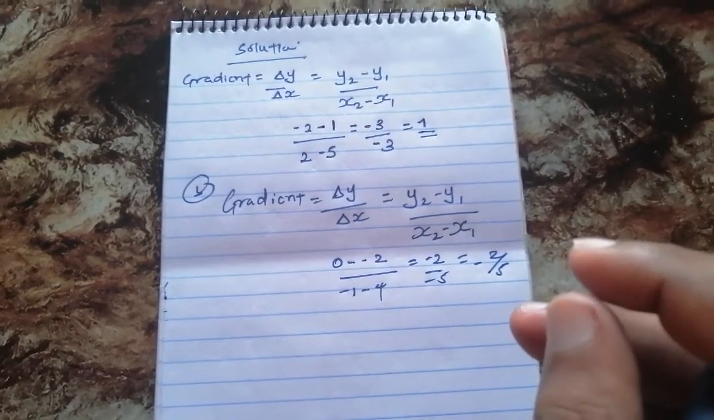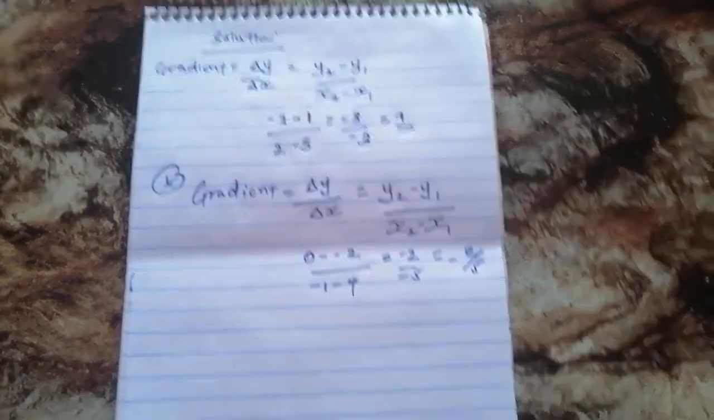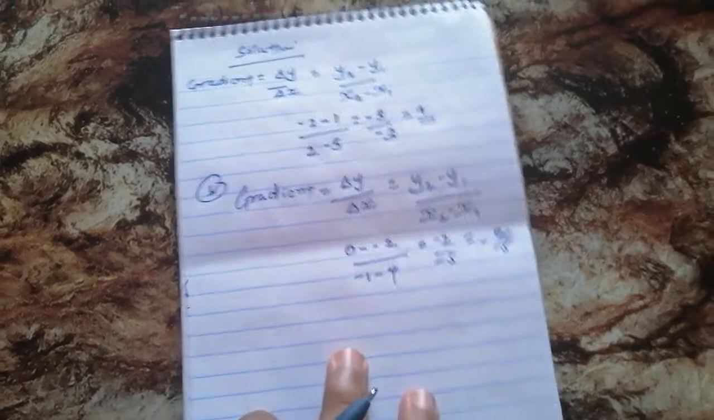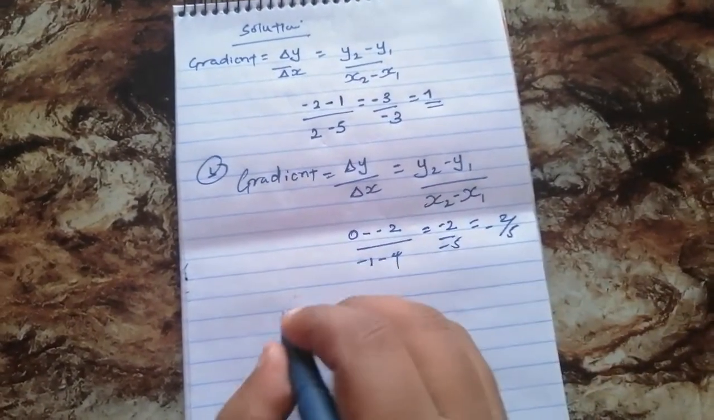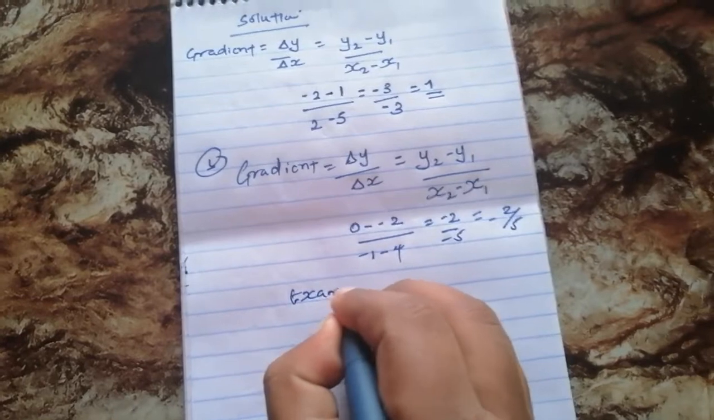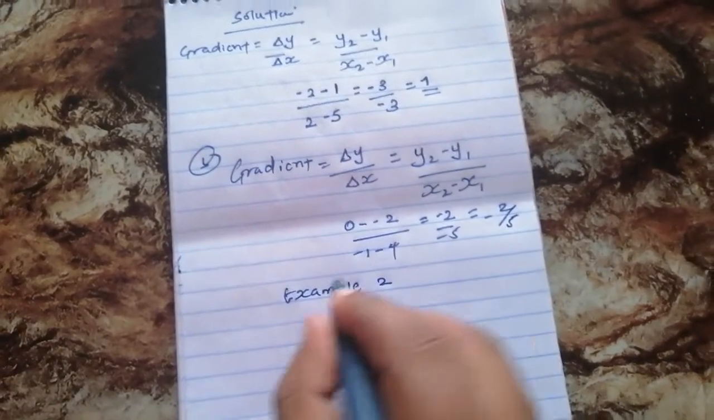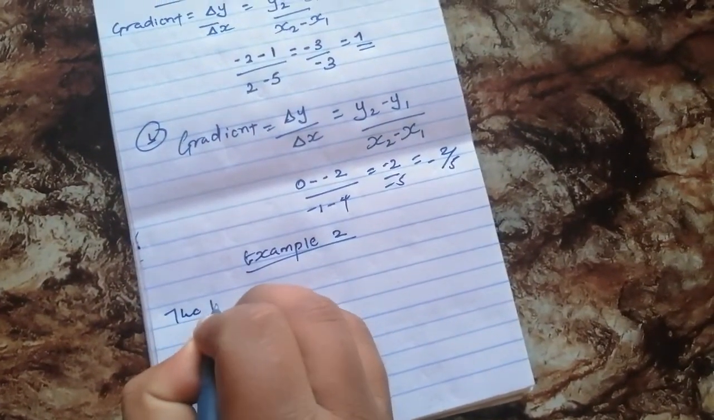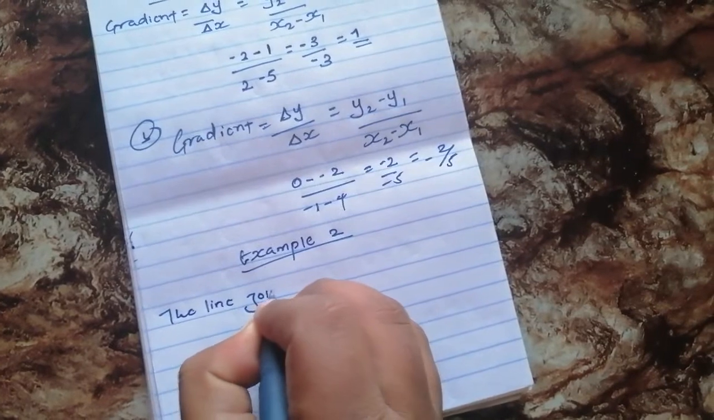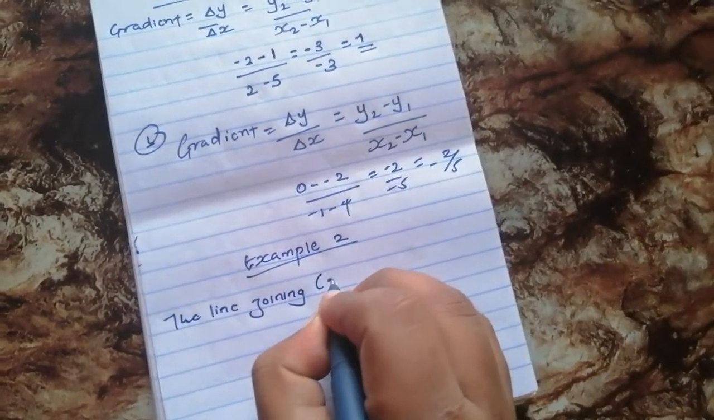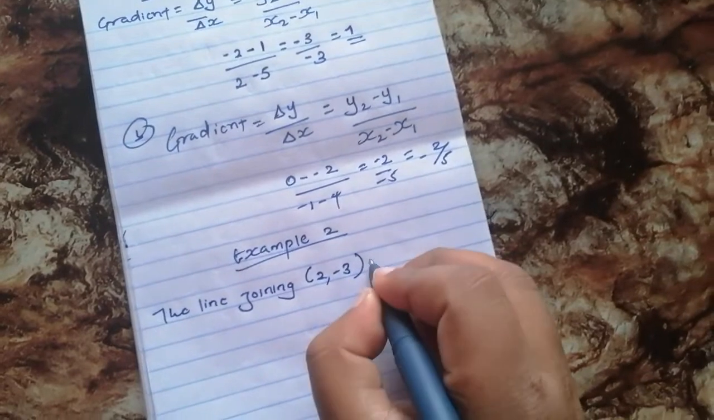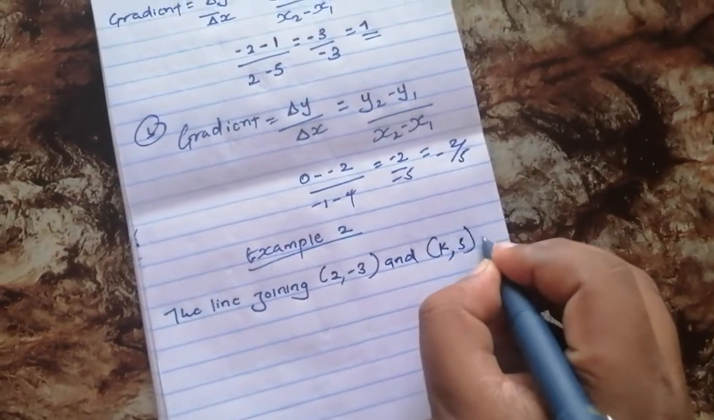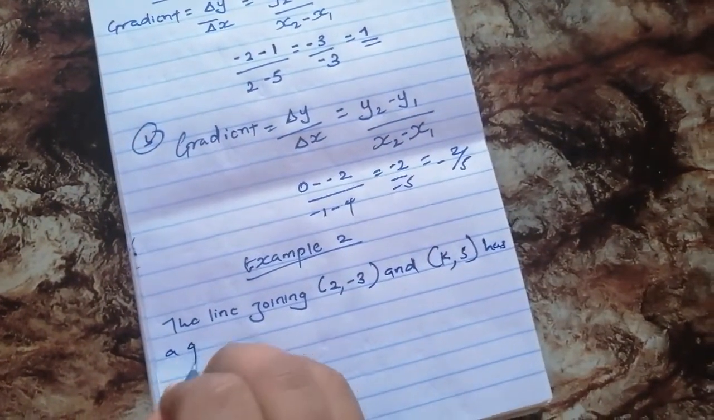Alright, I think this third one we can do to check your understanding. The second one you can tackle on your own. So we go to example 2. Our question here is: the line joining the points (2, -3) and (k, 5) has a gradient.